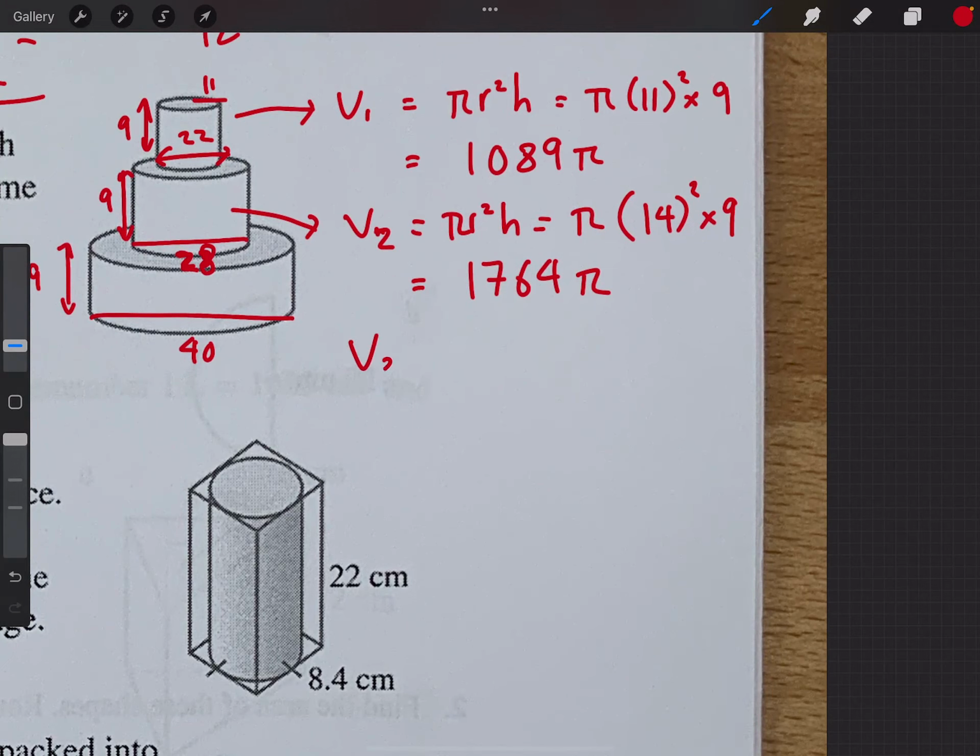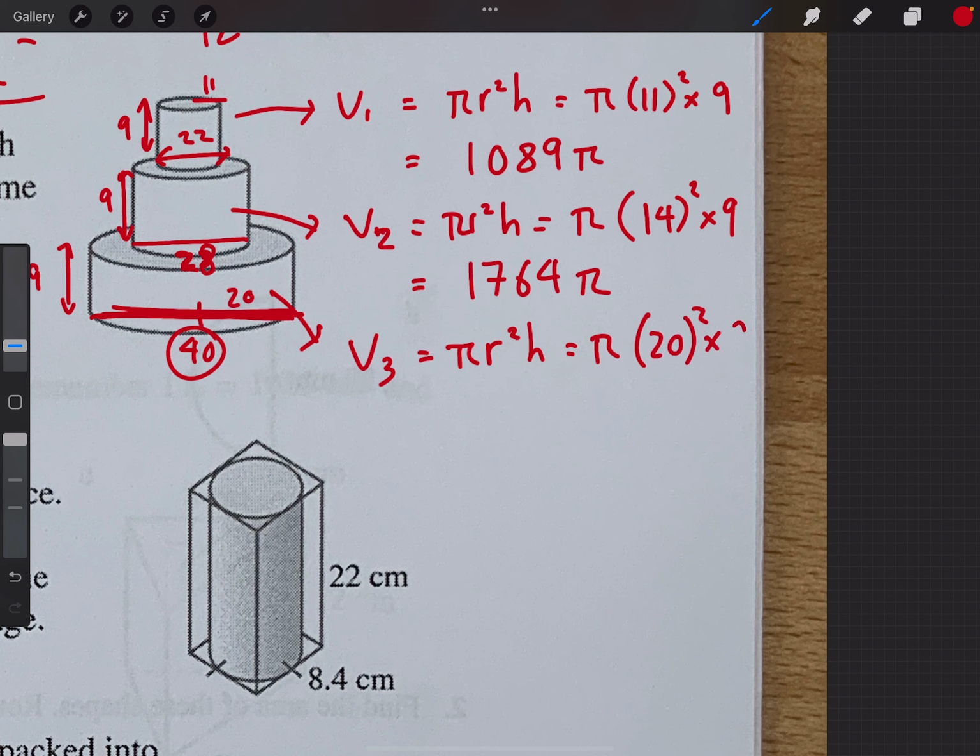Now V3, that's the volume here, equals, again, pi r squared times the height. That means pi times r squared. Now the diameter of this bottom part of the cake is 40, which means the radius must be half of that, which is 20. So 20 squared times 9. Put it on the calculator, you get 3600 pi.